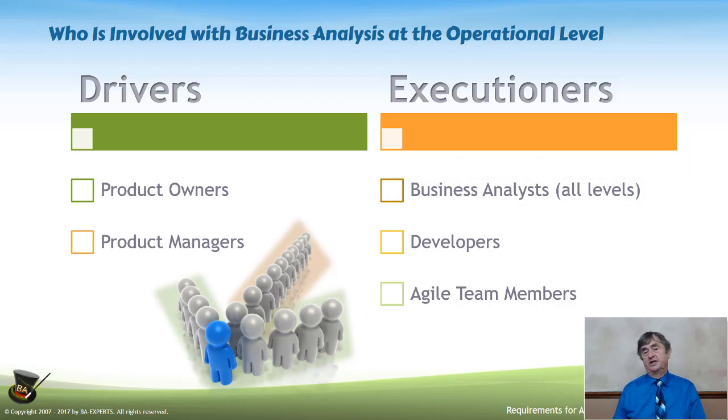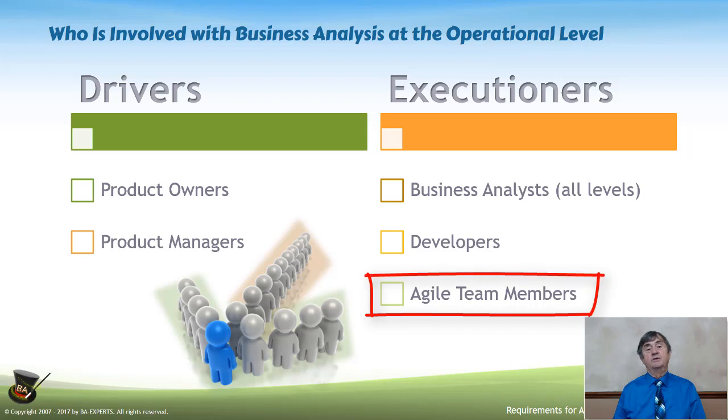Also, especially in an agile environment, the developers themselves are going to be doing a lot of the operational business analysis. Actually, the default is kind of, if nobody else does it, the developers have to, because they need to get down to the functional and non-functional level in order to be able to write the application, in order to be able to do their jobs. Obviously, if you're in an agile environment, the agile team members are going to be doing a lot of the operational business analysis themselves.